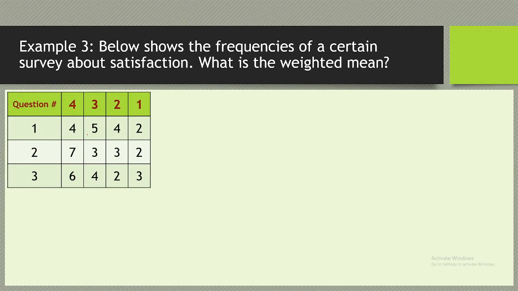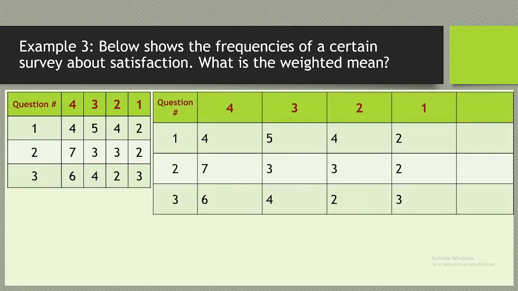And if you add all the frequencies in question 1, we have 15 as your total. The same thing with question 2, 15 is the total. Same thing with question 3, 15 is the total because 15 customers answered this survey. So how do we compute the weighted mean? So I'll be having this solution.